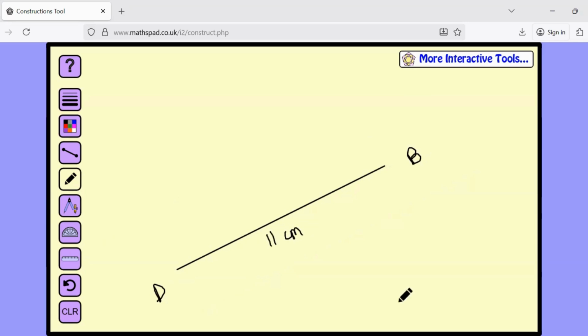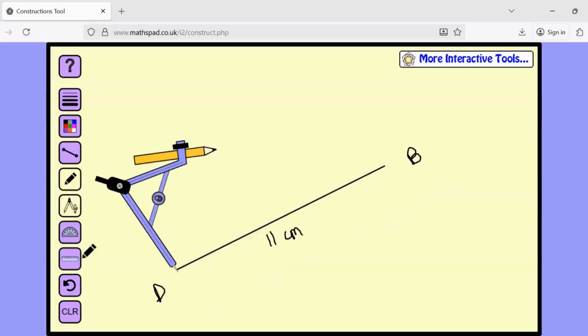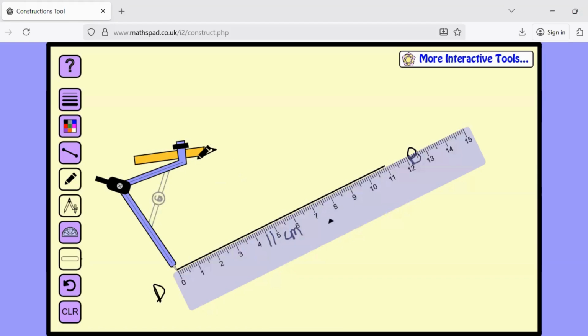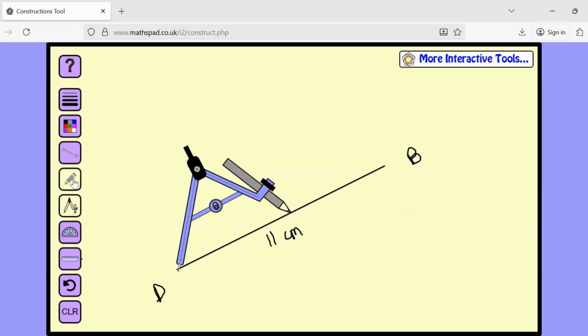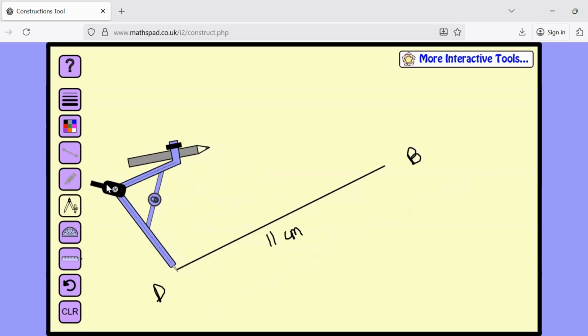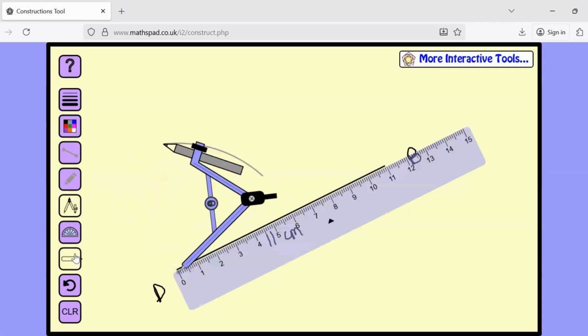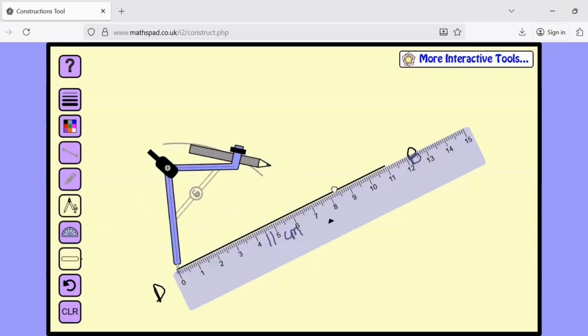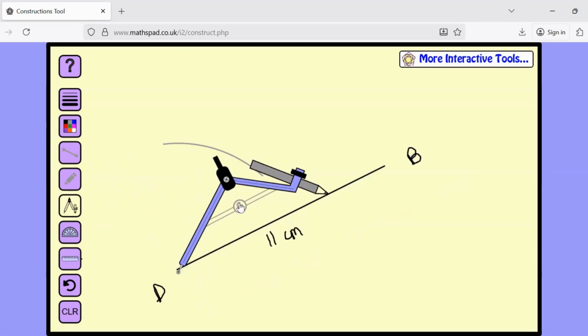Now I know that AD is 6 centimeters. So A is 6 centimeters away from D. Let's open the compass 6 centimeters and make an arc of 6 centimeters. And it was 8 centimeters away from B. I just know the distance of A. I'll open the compass 8 centimeters.